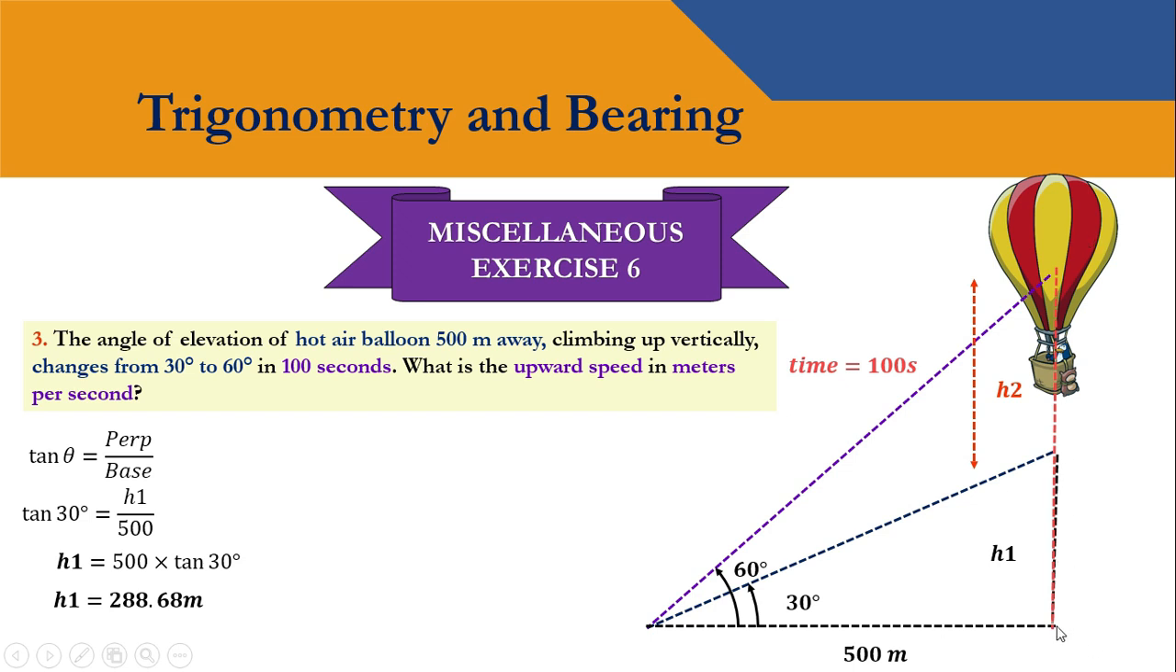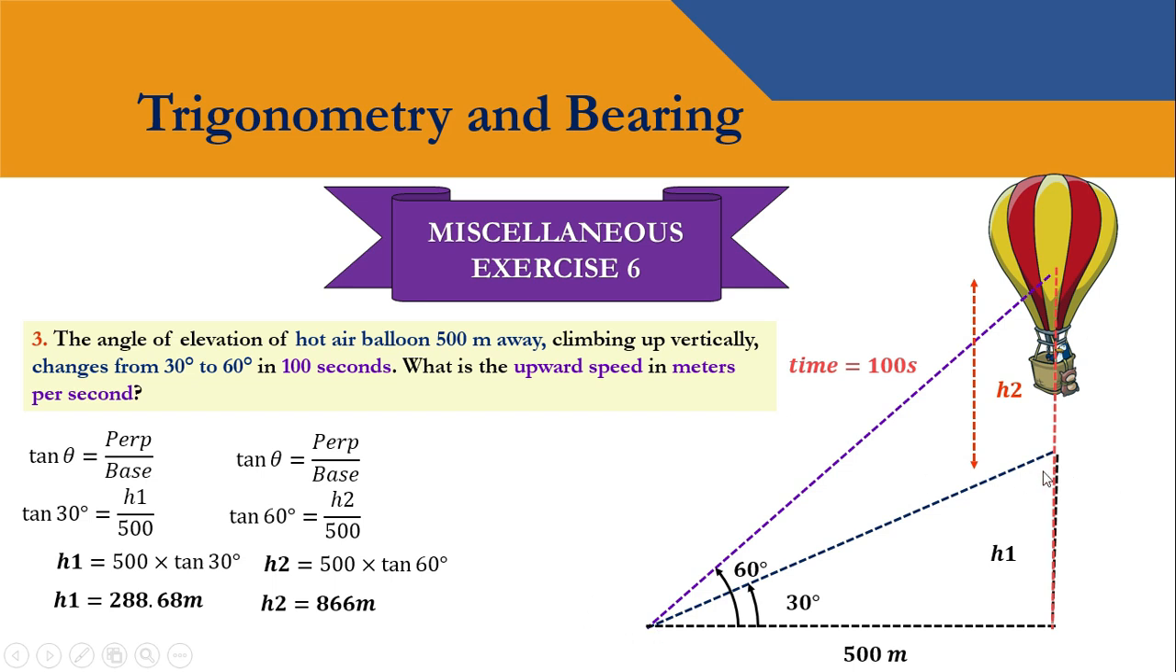To do that, we have to solve the triangle which has the 60 degree angle. So again we use tan theta and put the value for tan 60 degree, and h2 is the height of the balloon for the second triangle after 100 seconds from the ground, and this h2 is equal to 866 meter.